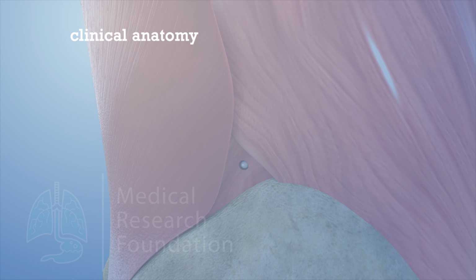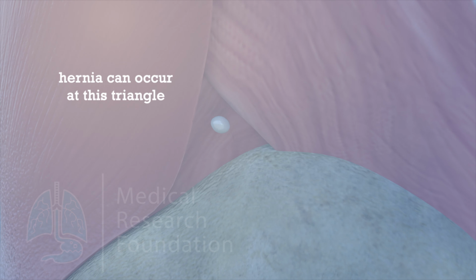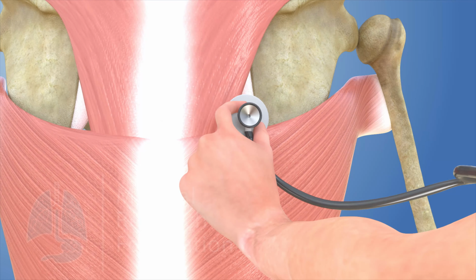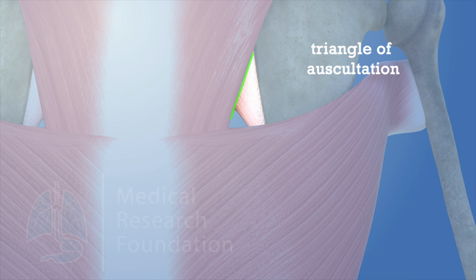Clinical anatomy: lumbar triangle is potentially the weakest part of the abdominal wall. Hernia can occur at this triangle. Breath sounds can be clearly heard in the triangle of auscultation during auscultation.